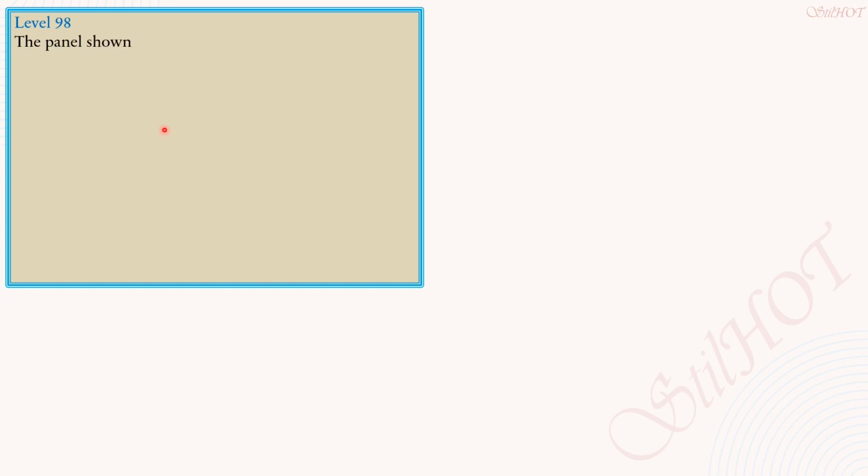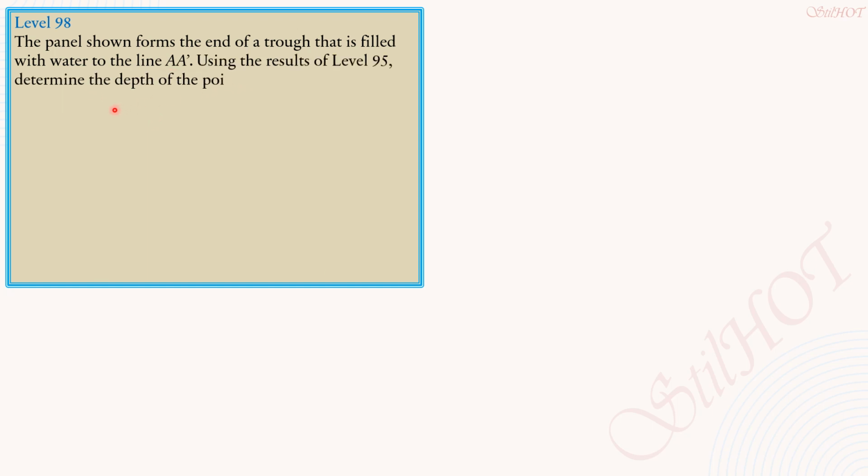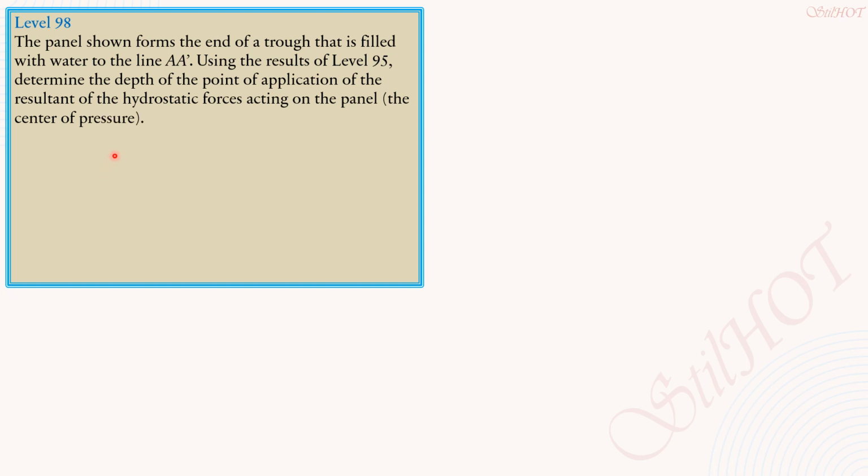Level 98: the panel shown forms the end of a trough that is filled with water to the line AA'. Using the results of level 95, determine the depth of the point of application of the resultant of the hydrostatic forces acting on the panel, which is the center of pressure. So here is a quarter circular section. This is the water level AA'.